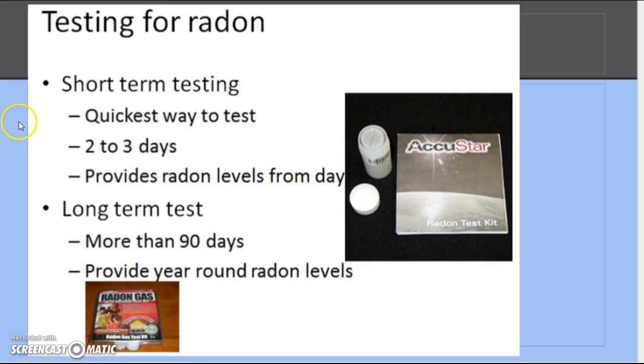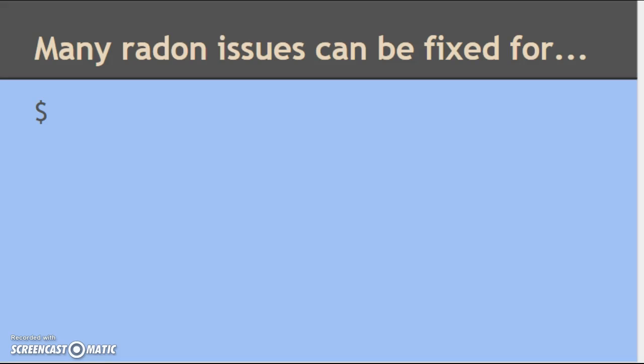So it boils down to, yes, you should test your house for radon. The quickest way, it takes about 2 to 3 days, provides radon levels from 1 day, or a long-term test, more than 90 days, provides year-round radon levels. And if you do have a radon issue, many of them can be fixed for, let's play Price is Right. How much do you think it can be fixed for?